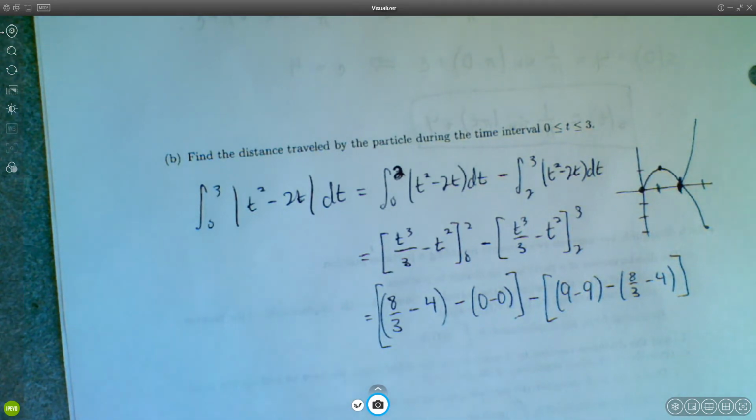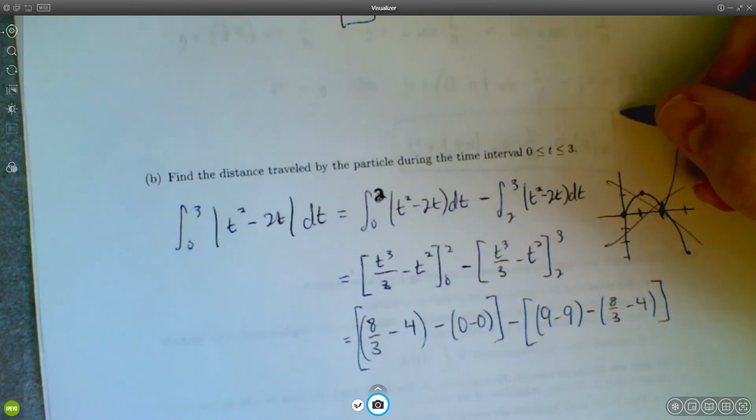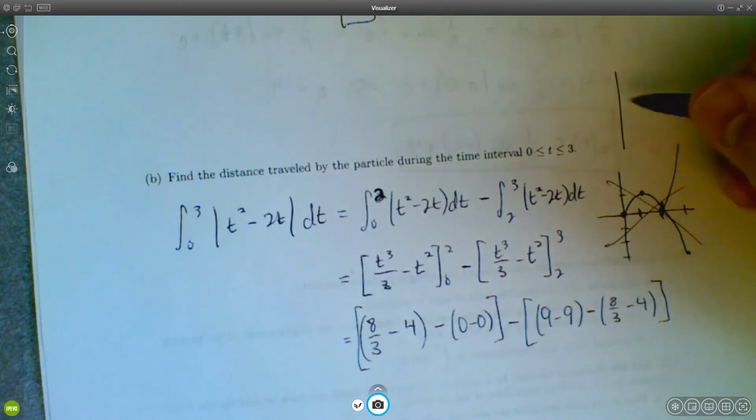Squared. Oh, you know what? It's because I drew the picture wrong. Okay, let me redraw this picture. Look, it's a parabola, but it opens up, doesn't it? It doesn't open down like that. I don't know why I was thinking it would open down.